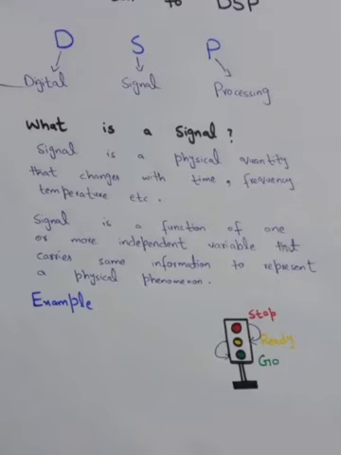DSP, Digital Signal Processing. Before knowing DSP, we should know what a signal is. As the definition suggests, a signal is a physical quantity that changes with time, frequency, and temperature. Now let's try to implement this definition physically.